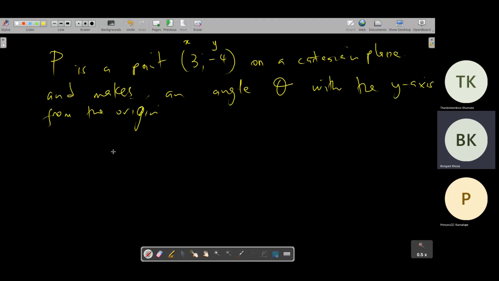From the origin, right? So firstly, we are supposed to draw this. The information above will be represented on the Cartesian plane. Let's just put it like that.